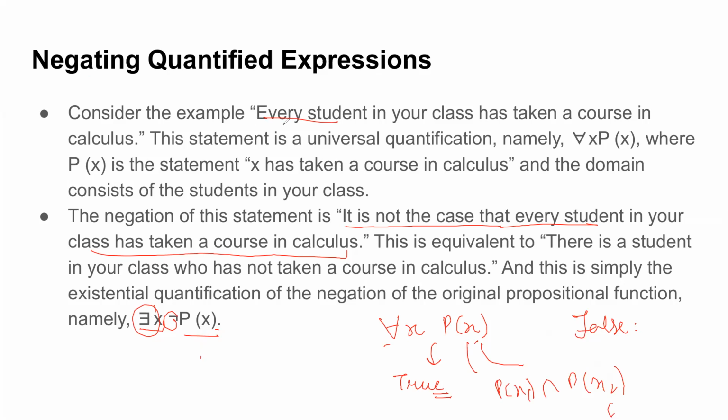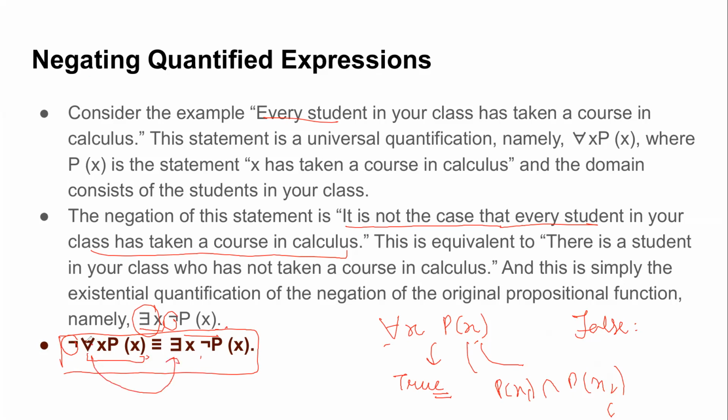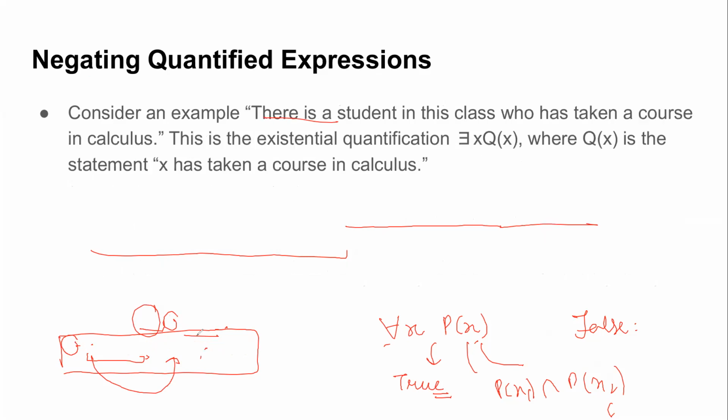If you are claiming that all students in your class satisfy some property, to negate it you just need to find one counterexample. That's why there exists some example for which this is not true. So that gives us our first negation property: if I apply the negation operator on for all x P of x, the universal quantification, it flips for all x into there exists x, and the negation goes inside. This is how it works for universal quantification.